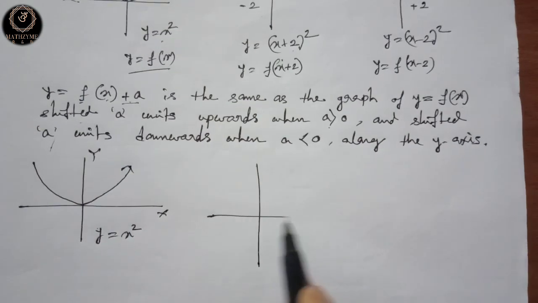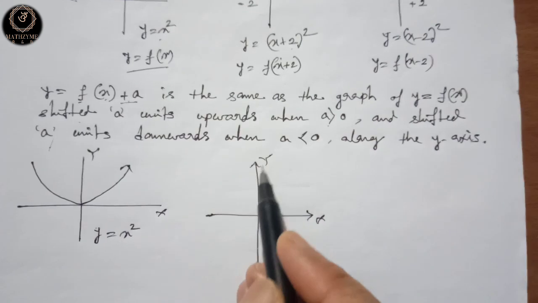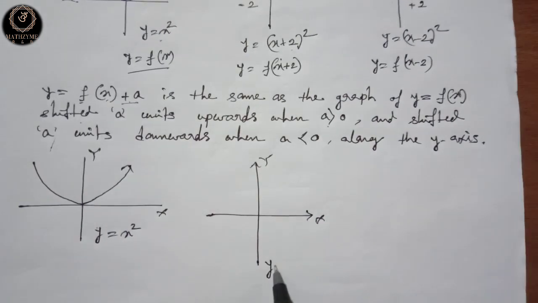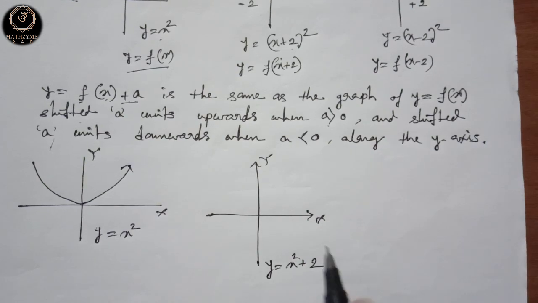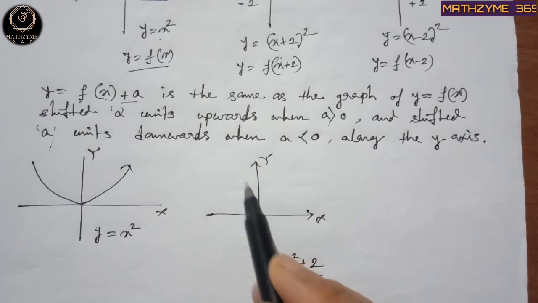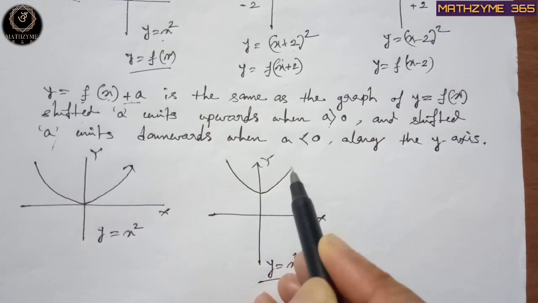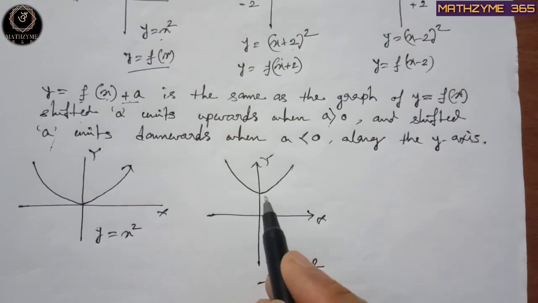Now, this is x and this is y. Now y equals x squared plus 2, suppose. Then what is the graph of this function? The graph is like this. That is 2 units upward.